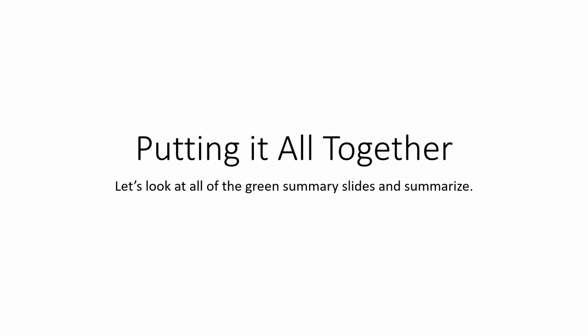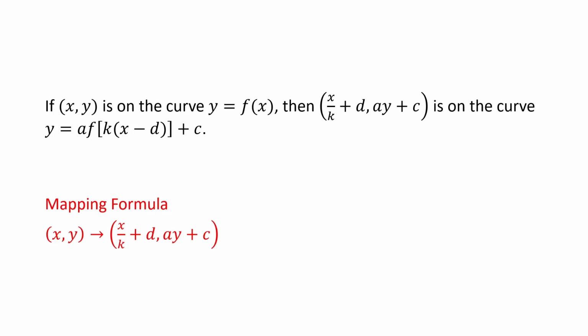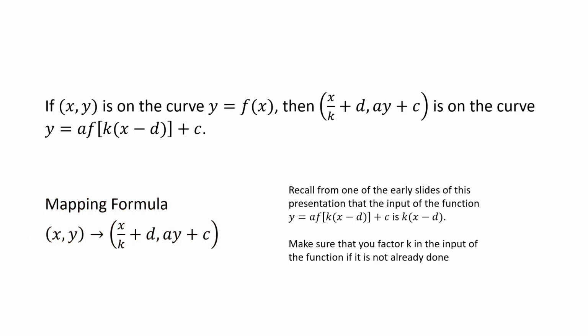So putting it all together, let's get to the red slides. Here we go. If (x, y) is on the curve y equals f of x, then (x over k plus d, ay plus c) is on the curve y equals af of k(x minus d) plus c. We call this the mapping formula, and we've been establishing it step by step throughout this slideshow. Recall from one of the early slides that the input of that function is k bracket x minus d. Make sure you factor k in the input of the function if it's not already done for you.